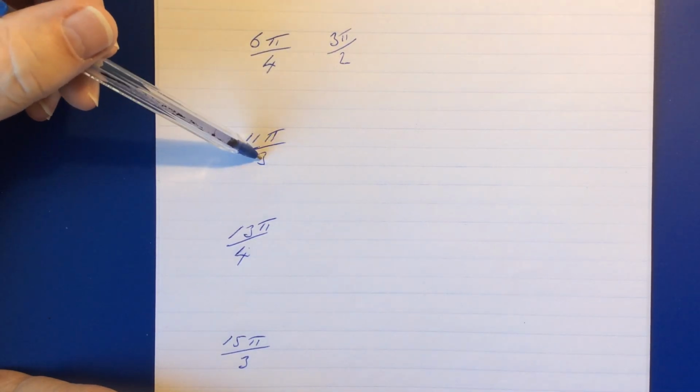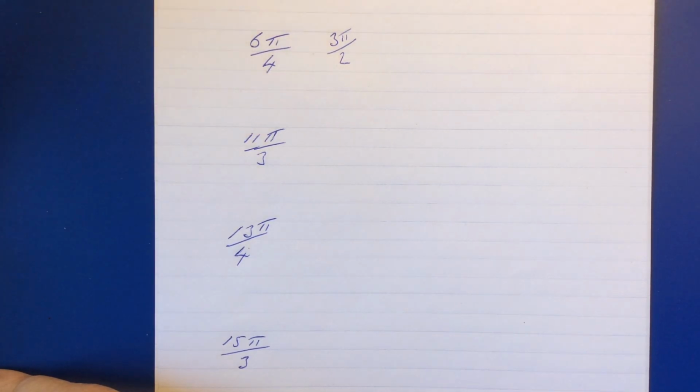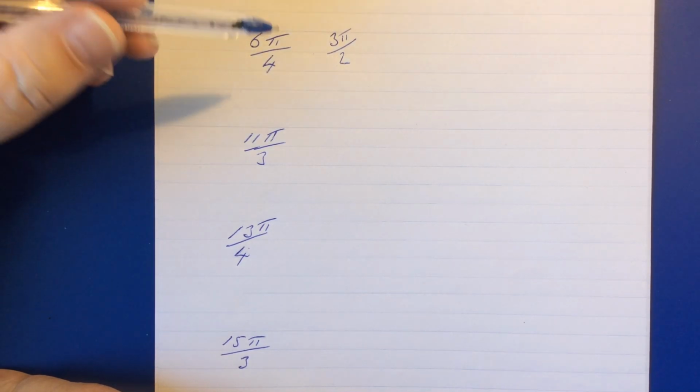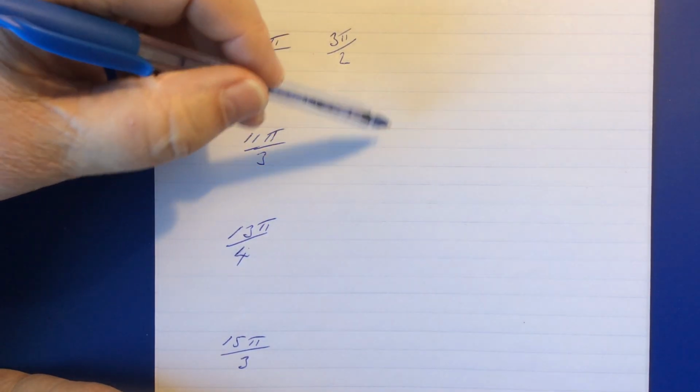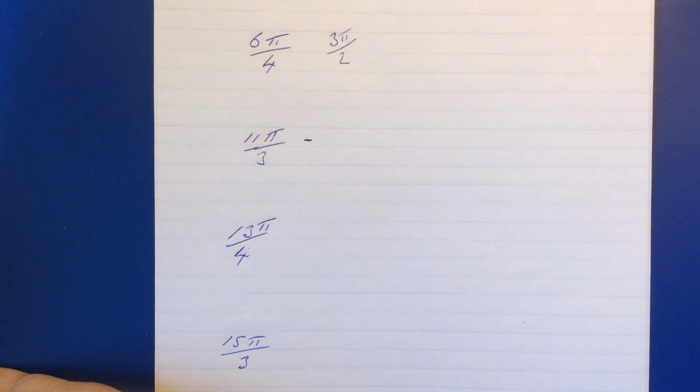Well, pi on 3 is 60 degrees, and 11 of those will be 660 degrees. 11 sixes are 66. Now, what does that mean in real terms? Well, what it means in real terms is that you're spinning around the unit circle a couple of times before you get to your 660 degrees. So really, the sensible thing to do would be to subtract the equivalent of 2 pi.